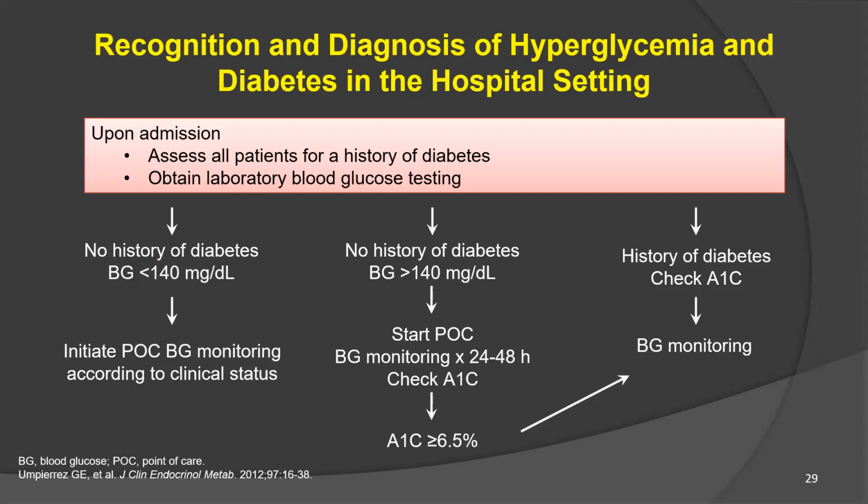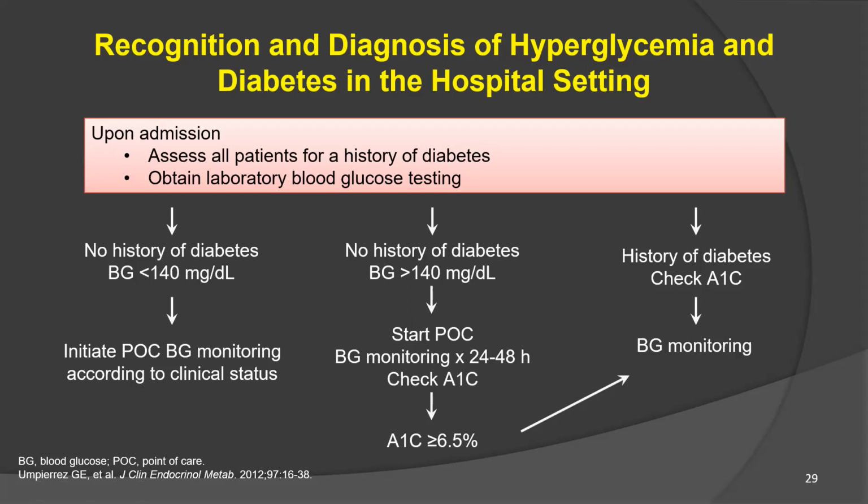If the patient has no history of diabetes and the blood glucose is less than 140, then just initiate the point of care blood glucose monitoring according to the clinical status, maybe once or twice a day. That would be enough to keep a watch on that. Why do you want to have a watch? Because there is an option of stress hyperglycemia that you have to manage. Then, if the patient does not have any history of diabetes and the blood glucose is more than 140, then again start the point of care blood glucose monitoring for 24 to 48 hours and check the hemoglobin A1C meanwhile.